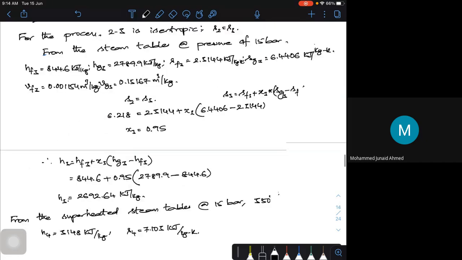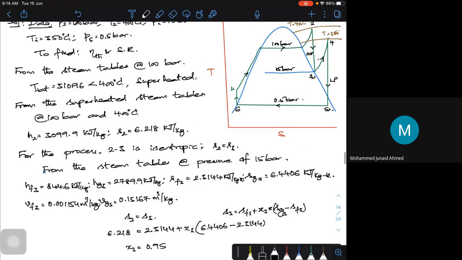Okay. Now one more thing. Your process 4 to 5 is once again isentropic. So S4 is equal to S5S. I don't know the value of X at the 5. So I need to find the value of x at 5.